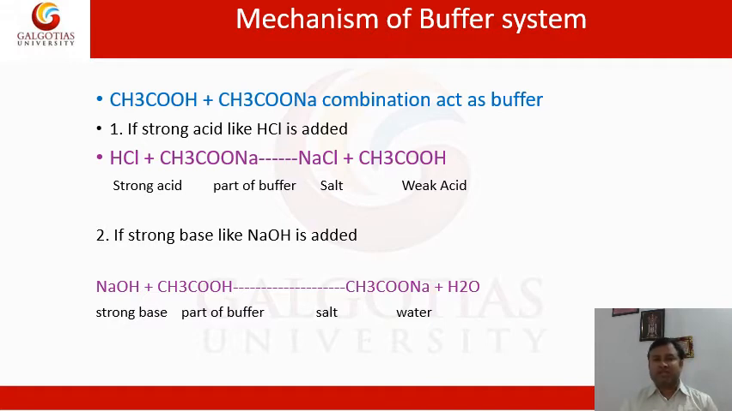In the same way, if a strong base is added, then what will happen? If a strong base is added, then the part of the buffer that is acetic acid will combine with the sodium hydroxide and form sodium acetate and water. So in this way, the strong base is converted into water and sodium acetate, a weak salt. In this way, the buffer solution resists change in the pH of the solution.